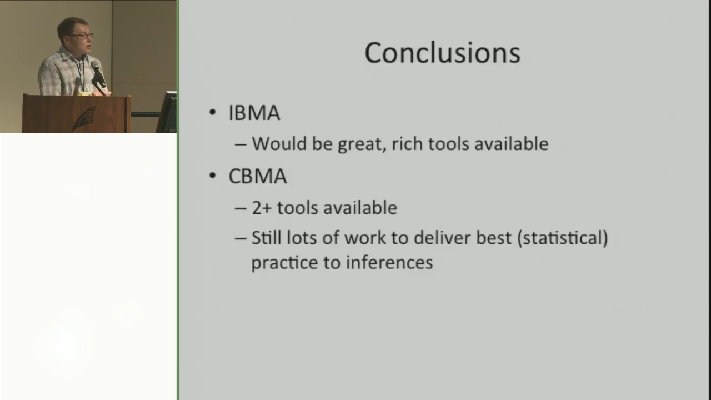All right. So the conclusions are that ideally we'd be able to use intensity data. We don't have that. With coordinate-based meta-analysis, we have two tools that I've just described, and there are more out there. But I think there's still opportunities to improve this and provide all of the tools that non-imaging meta-analysis has at its disposal.